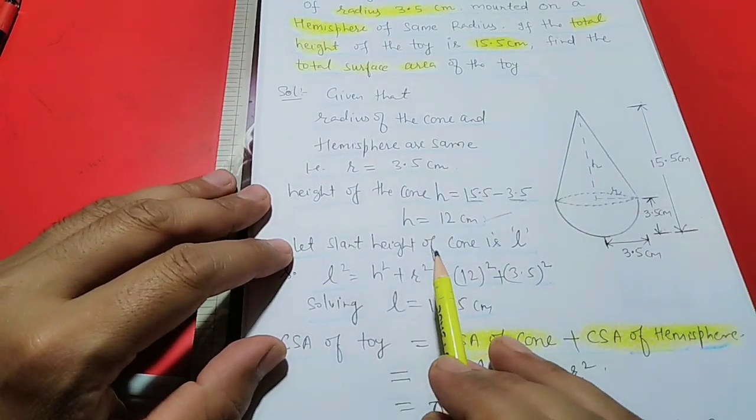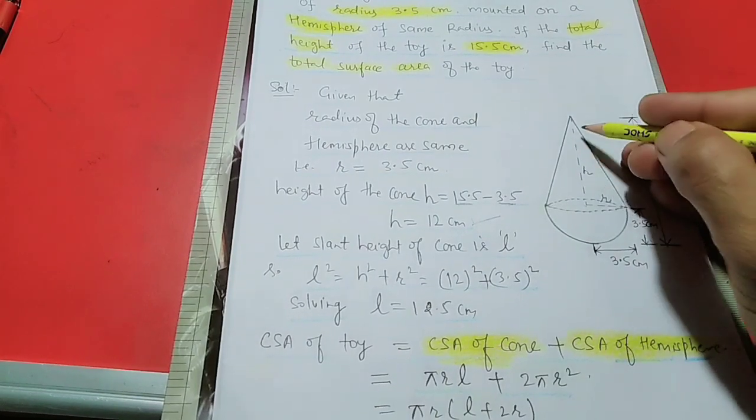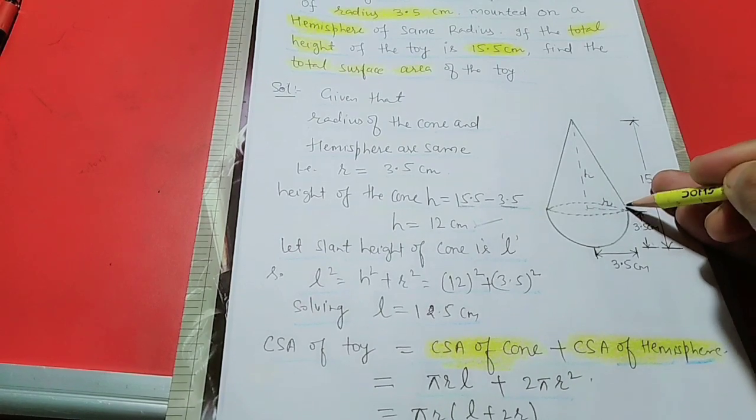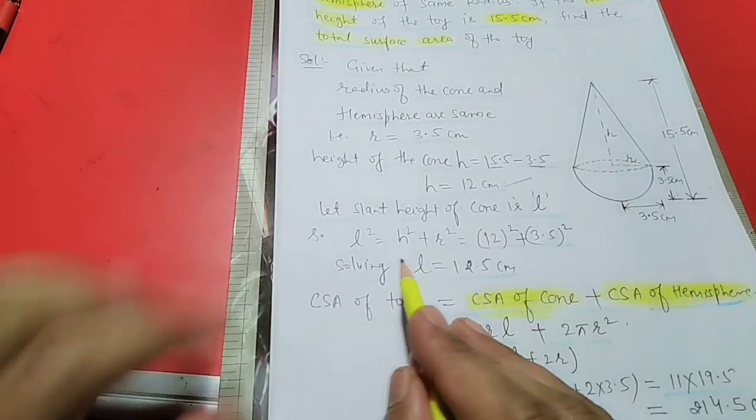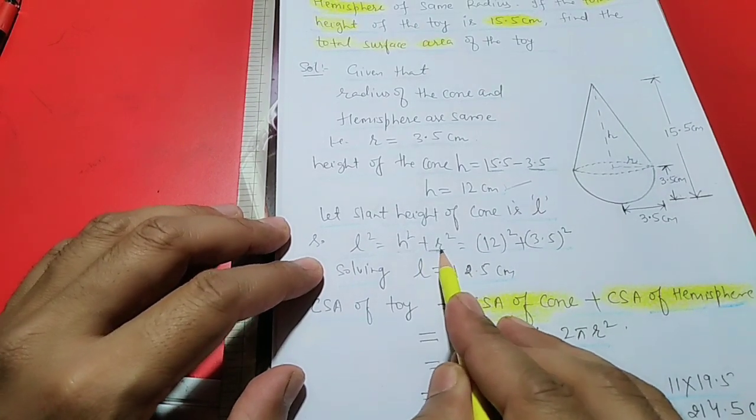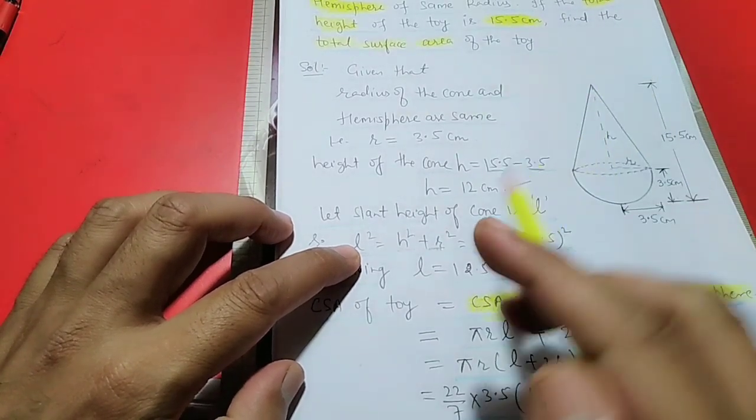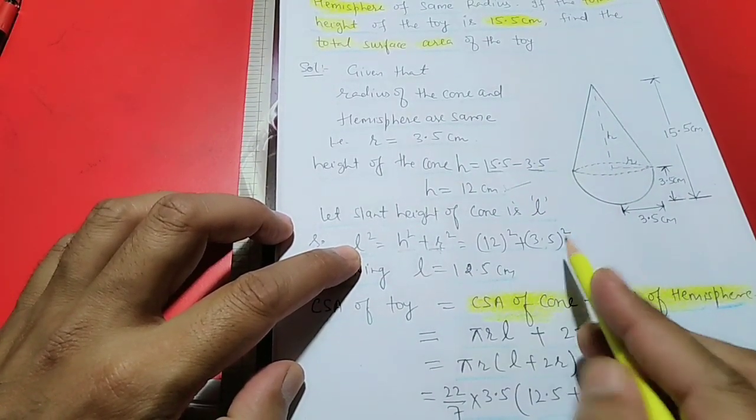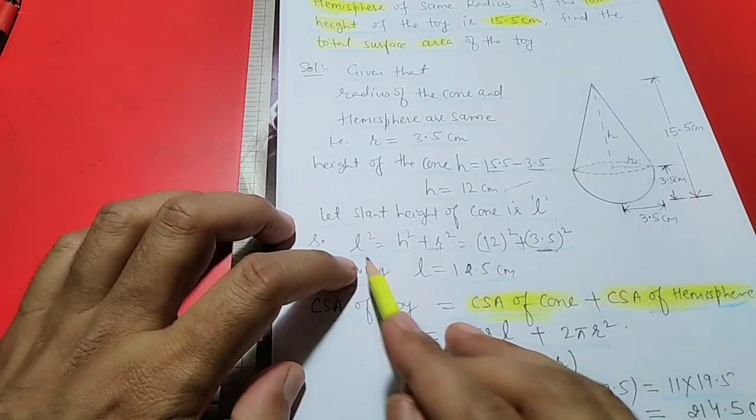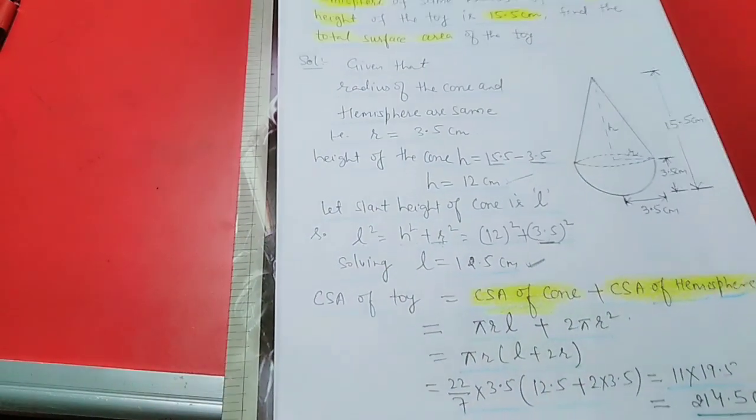Now, because for curved surface area we must know the slant height, h is given as 12 and r is 3.5. So by using Pythagoras, l square is equal to h square plus r square. In place of h, I will put 12, and in place of r, 3.5. Now by calculating, l will be 12.5. So this way I have calculated l.